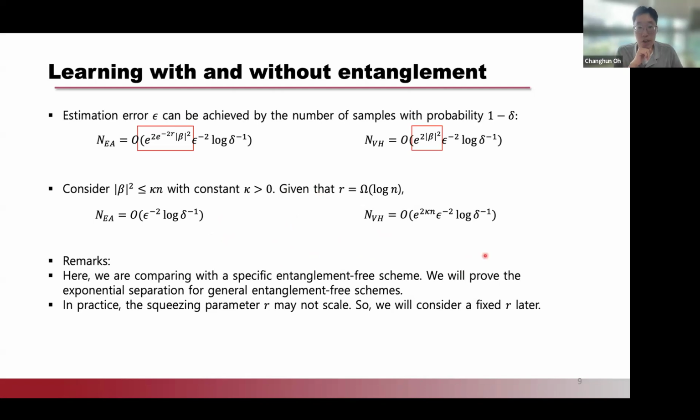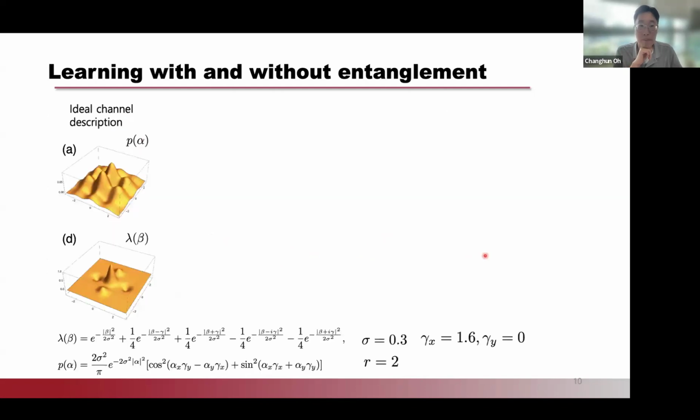So let me visualize these two schemes a little bit more. Suppose we had a random displacement channel with a particular probability distribution, which has some oscillatory behavior with a Gaussian envelope. And if we take a Fourier transformation to see the characteristic function, then we can see that there are 5 different peaks, at the center and also in different directions.